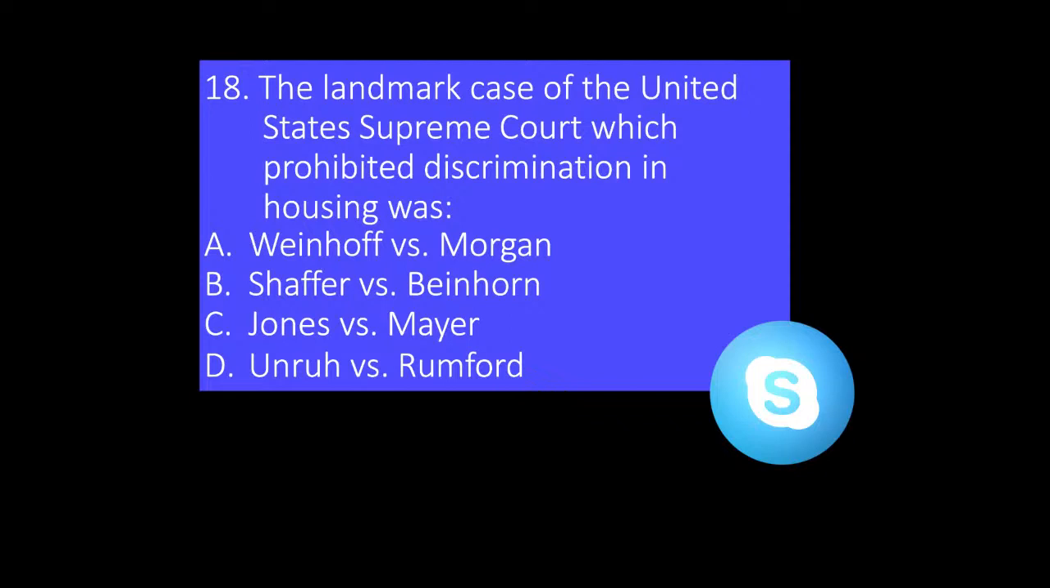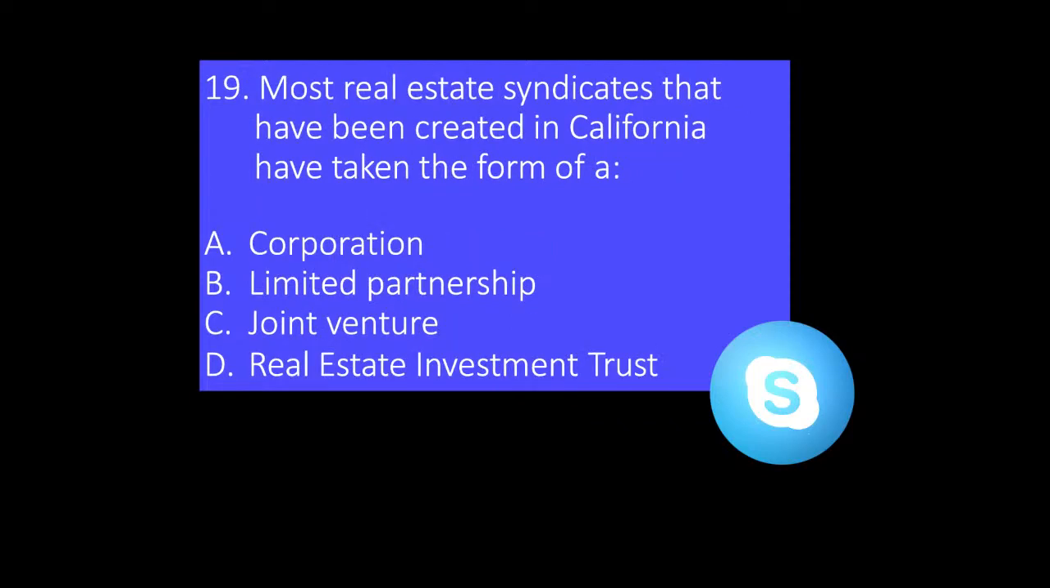Let's see who's got the correct answer. Nobody's answering? Okay, then I'm going to tell you what the correct answer is. The correct answer is Jones versus Meyer. So that is memorization and nothing else, okay? Honestly, this is a bad question. You're probably not going to see it in the DRE exam, okay? Now let's move on to the next one, okay?